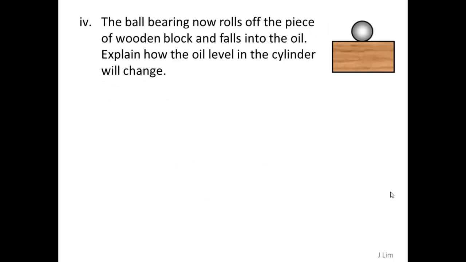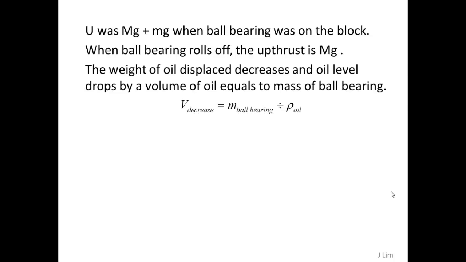Question. The ball bearing now rolls off the piece of wooden block and falls into the oil. Explain how the oil level in the cylinder will change. Now the upthrust was the weight of the block and the ball bearing when the ball bearing was on the block. So when the ball bearing rolls off, the upthrust becomes mg, the weight of the block. The weight of oil displaced decreases, and the oil level will drop by a volume equal to the volume of oil whose mass equals the mass of the ball bearing itself.